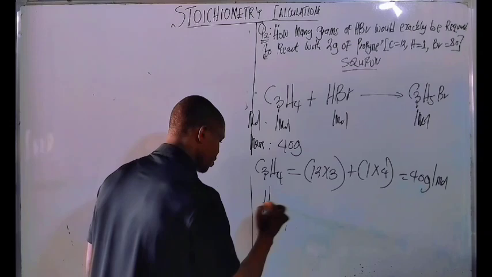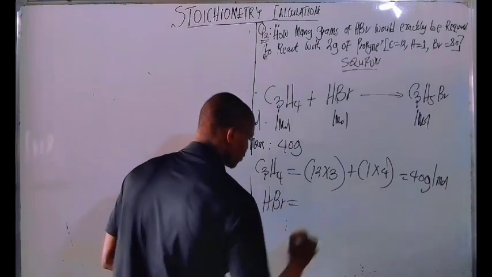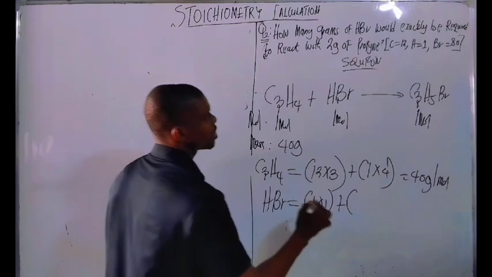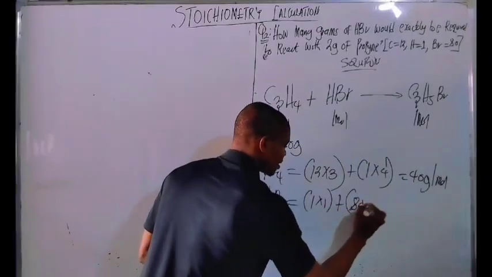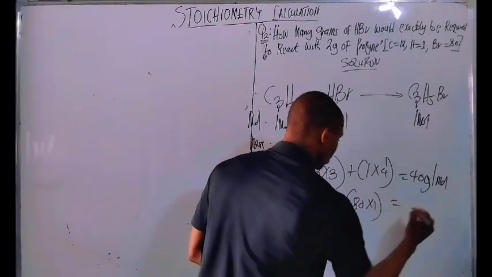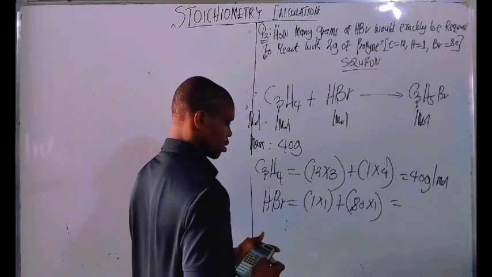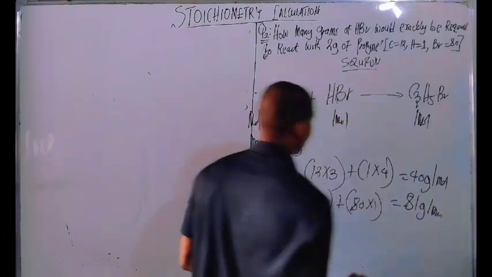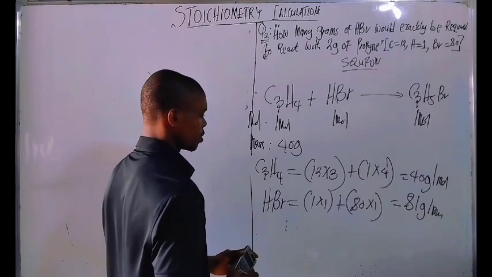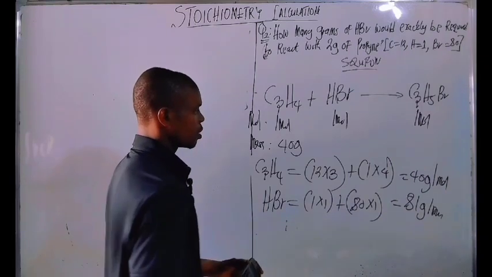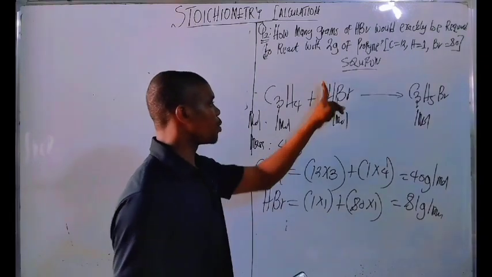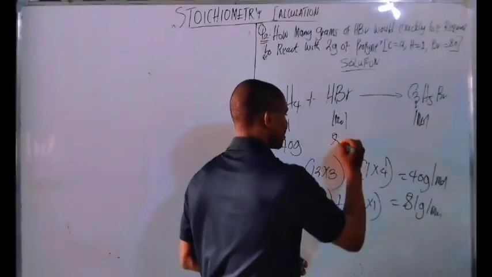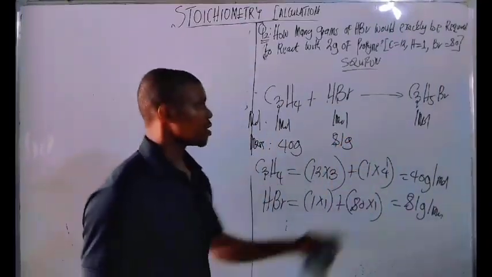Look at HBrO. It is going to be 1 times 1 plus 80 times 1, which is 81 grams per mole, right? How many moles do you have here? We have 1 times 81. Here we have 81 grams, right?